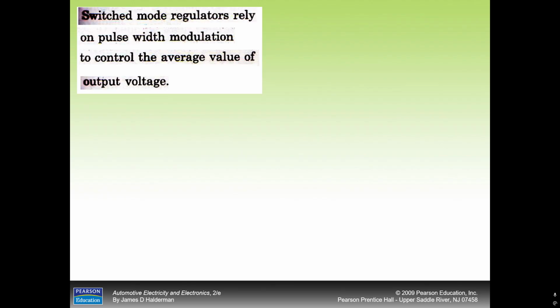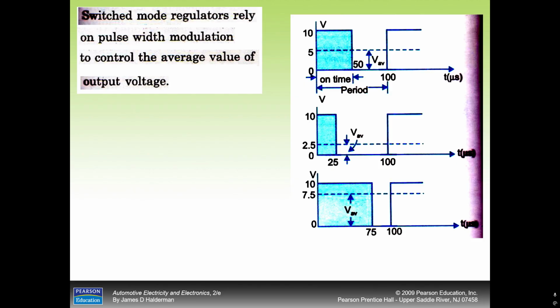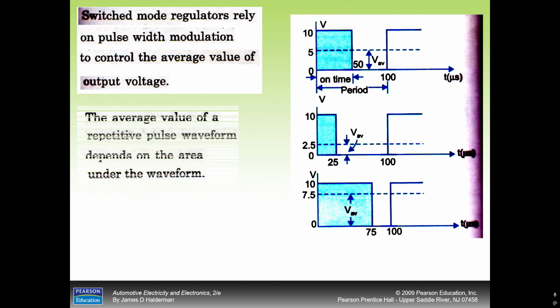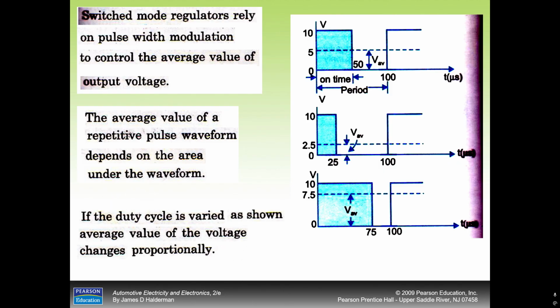Switched mode regulators rely on pulse width modulation to control the average value of output voltage. The average value of a repetitive pulse waveform depends on the area under the waveform. If the duty cycle is varied as shown, average value of the voltage changes proportionately.